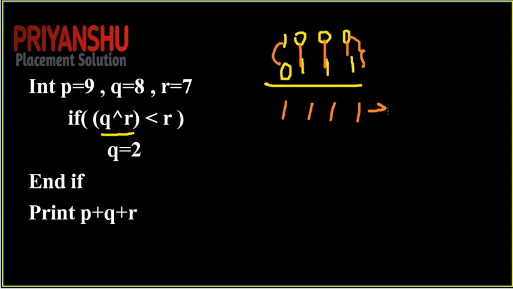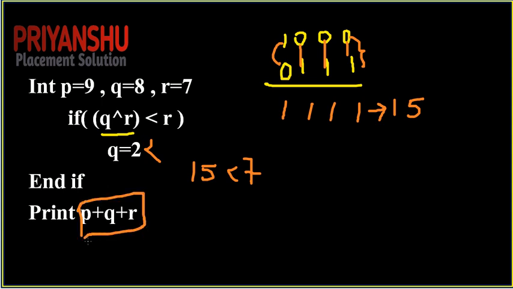So this code is written as, what is the value in decimal, friends? 15, right? So 15 is greater than r. The value of r is nothing but 7, friends, right? So the condition is false, so this is not executed. Then we return directly p plus q plus r, friends. So the value of p is 9, 8 and 7. So you need to add all these three values and you can return the answer.